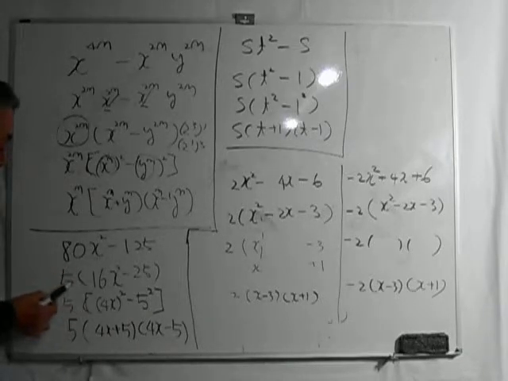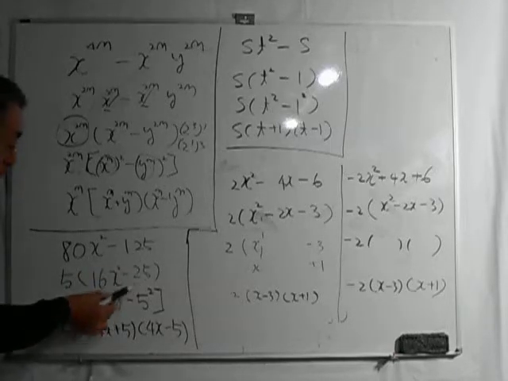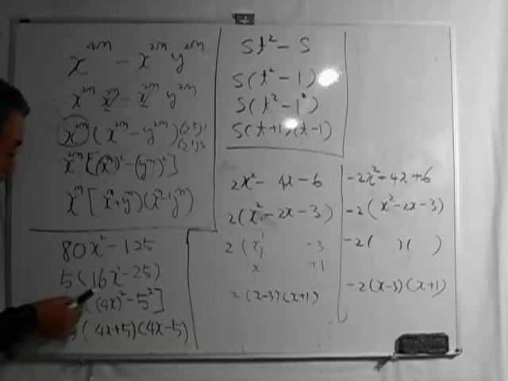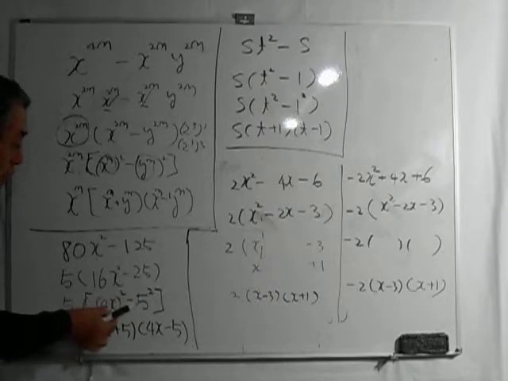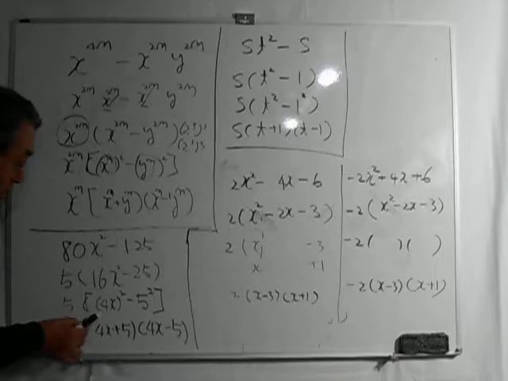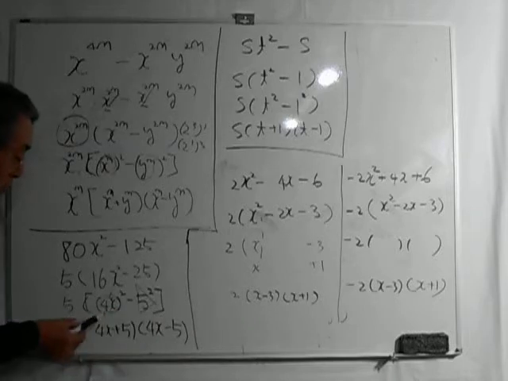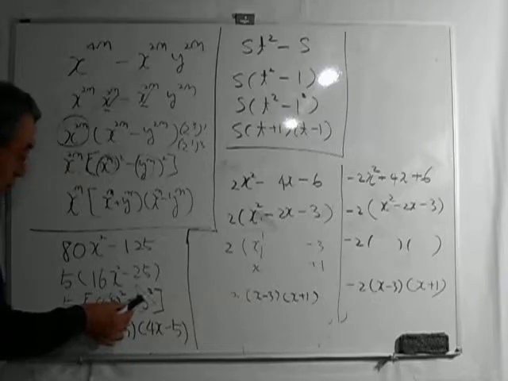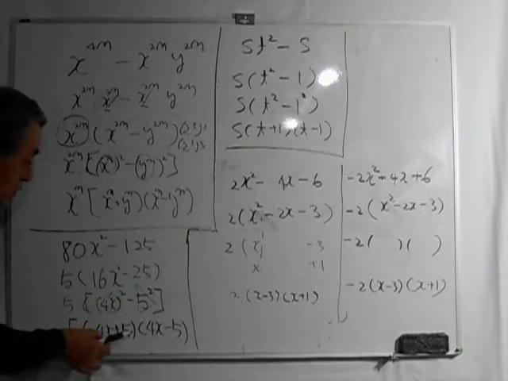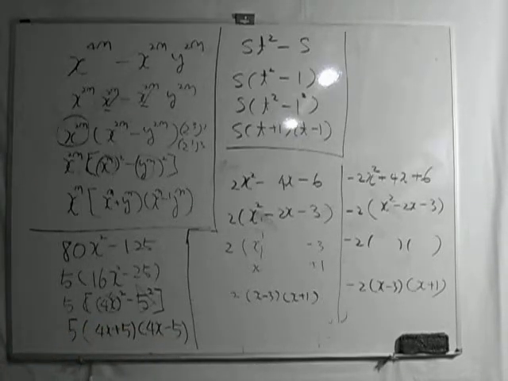Then this one is 16x second power. This is 25, right? And the 5 will just be rewritten over there. 16x squared is 4x to the second power. 25 is 5 to the second power. Then this is apple. 4x is apple. 5 is a star. That's right. Apple squared minus star second power is apple plus star times apple minus star. That's why 5 times 4x plus 5 and 4x minus 5.